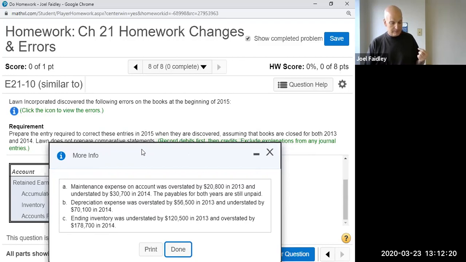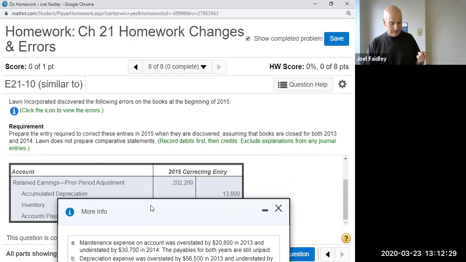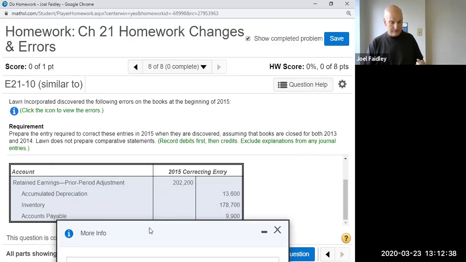Depreciation expense was overstated by $56,500 in 2013 and understated by $70,100 in 2014. All right, so how do we adjust that? Accumulated depreciation, $13,600. Right? All right, because we're adjusting the permanent balance sheet accounts. Everything over here on the retained earnings, it would have been maintenance expense, it would have been depreciation expense. But see, those are gone. We got to go against retained earnings.